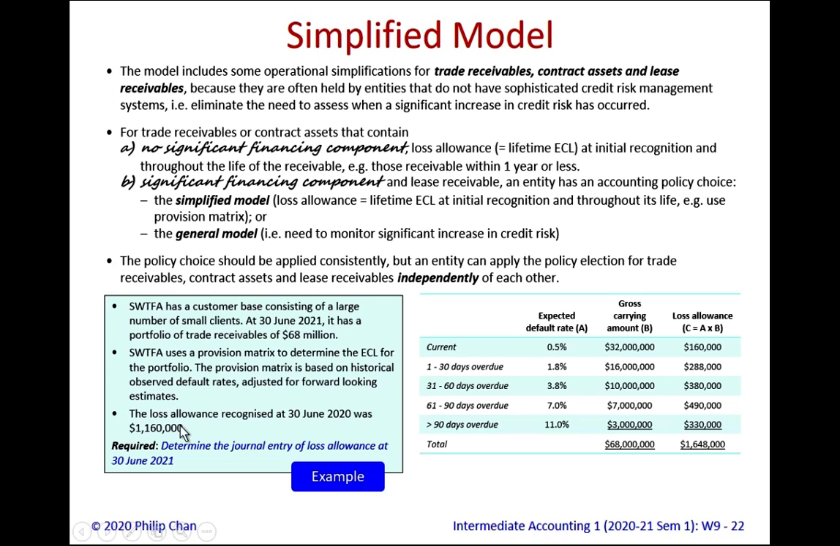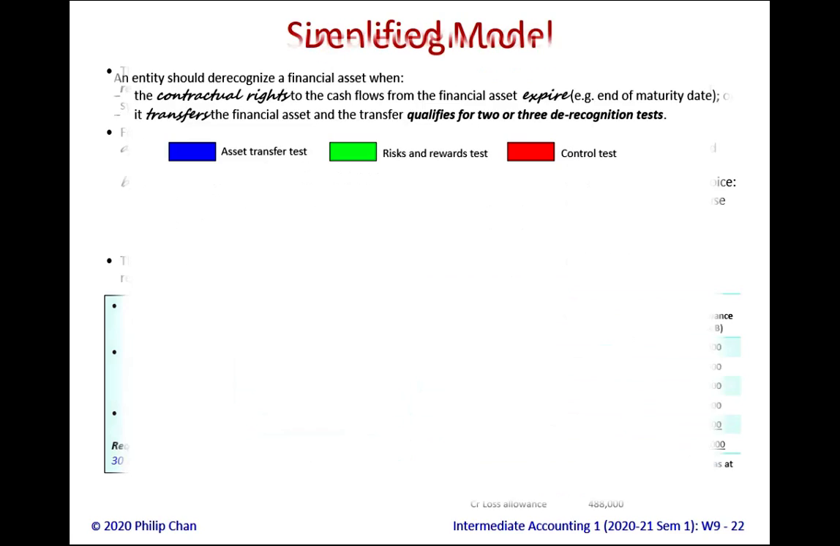The company already has a loss allowance figure recognized last year at 30 June 2020, which is 1.16 million, and the balance now is 1.648 million. Obviously there is a difference, so this year's entry is debit impairment loss, credit loss allowance for 488,000. That's it. So we've completed everything on impairment loss for our financial assets, particularly the debt ones.